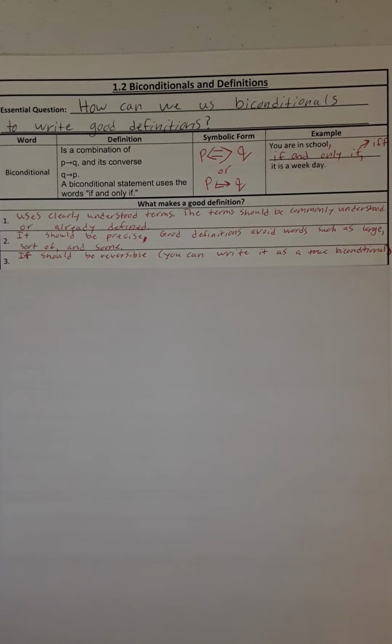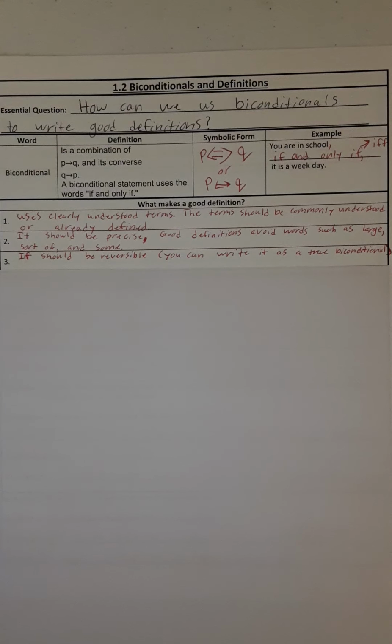And 3, it should be reversible. You can write it as a biconditional. So writing biconditionals is a key part of a good definition. Okay, example 1 says, consider the true conditional statement, write its converse. If the converse is also true, combine the statements as a biconditional.